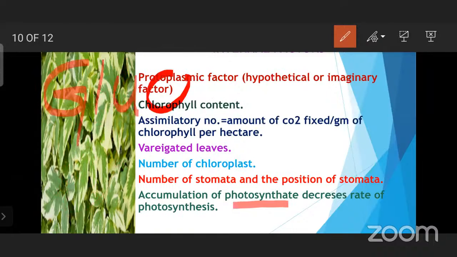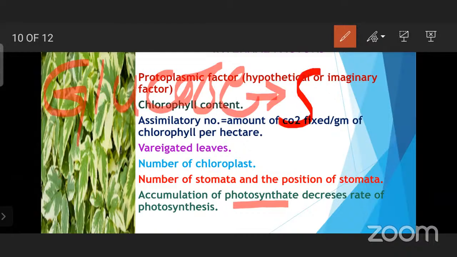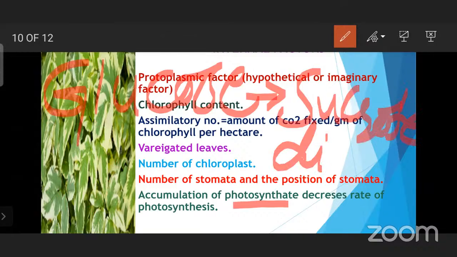So this glucose is very reactive. It is a reactive one, and when it is translocated, it may interact, it may get reduced, and it may interact with the cells of the phloem tissue. So it should not be transported in the glucose form. So it will be converted to sucrose, which is a disaccharide.